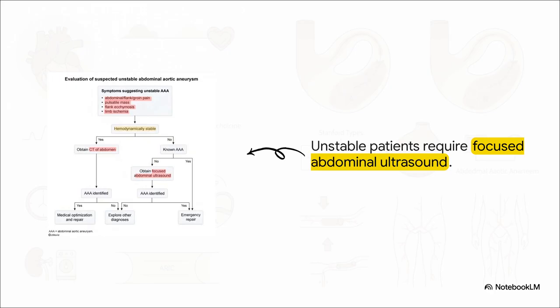Now, if a patient comes in with sudden, severe abdominal or flank pain, a pulsatile mass, or signs of limb ischemia, you have to suspect an unstable AAA. If they are hemodynamically stable, the next step is a CT scan of the abdomen. However, if they are unstable, you bypass the CT for a focused bedside abdominal ultrasound. If you see the AAA, you head straight to emergency surgical repair.